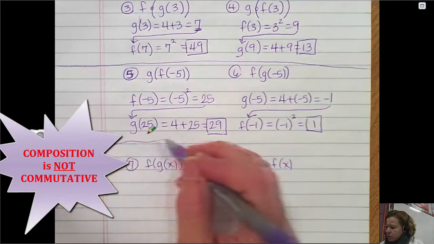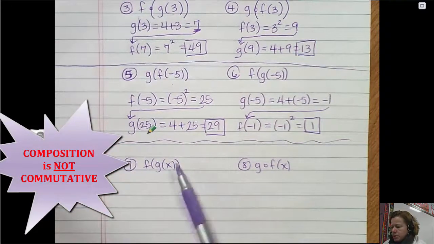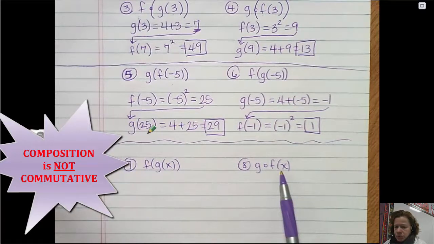For my last two examples, I don't plug in a number. I leave my function as g of f of x. And this is what we call finding the rule.